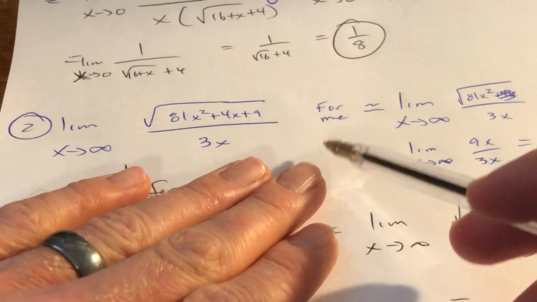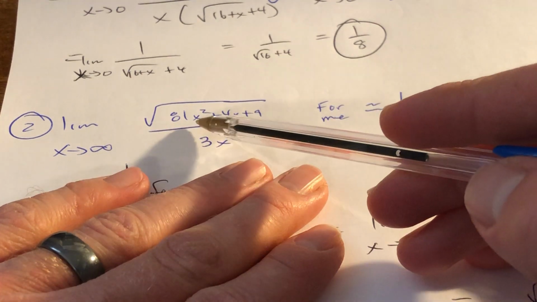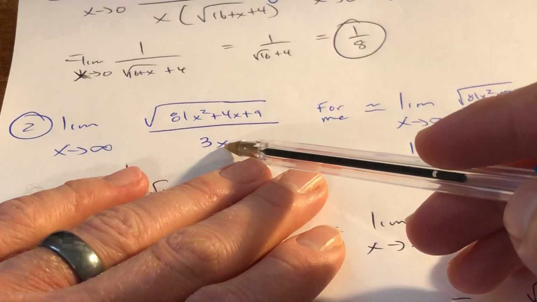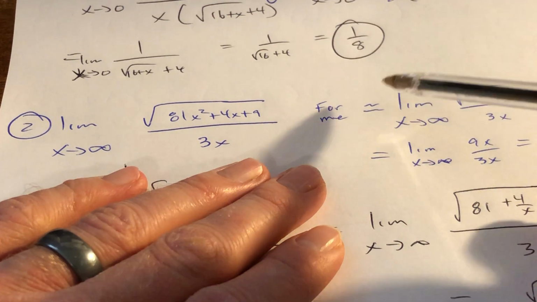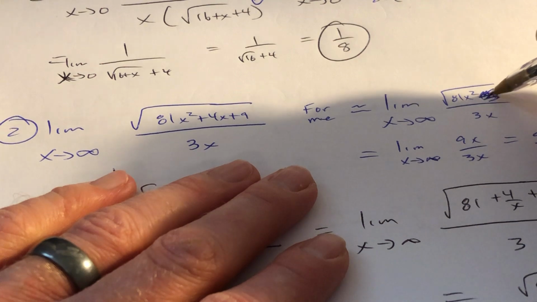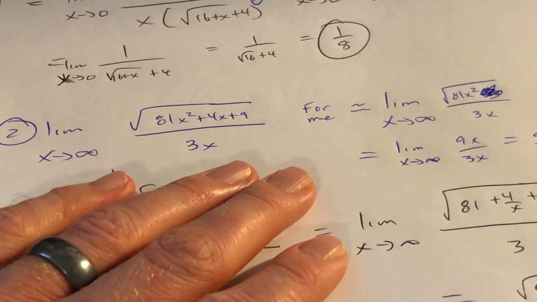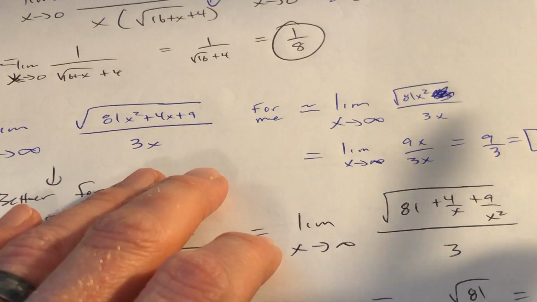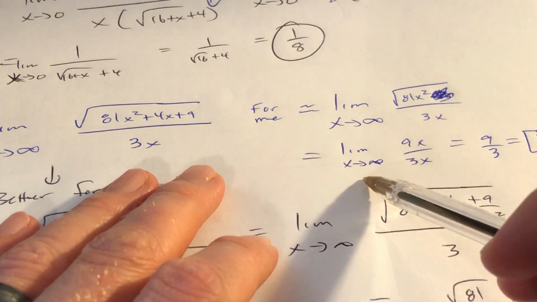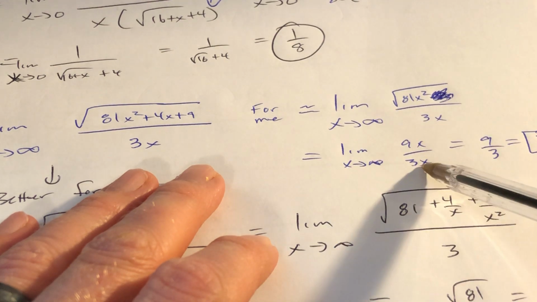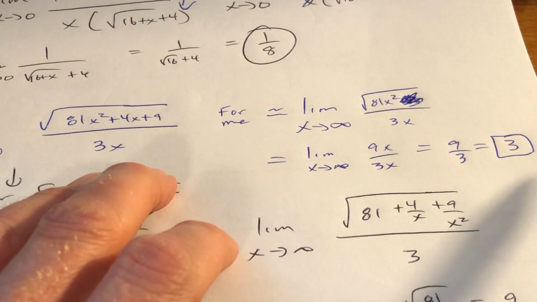All right, so here's the question. The limit as x goes to infinity of this root over 3x. For me, you can say this is essentially the limit as x goes to infinity of, I almost made a mistake here, the root of 81x squared over 3x. These two are inconsequential, which is exactly the limit as x goes to infinity. The square root of 81, square root of x squared, 9x over 3x, which is 9 over 3, which is 3.